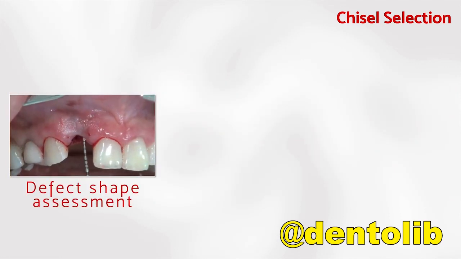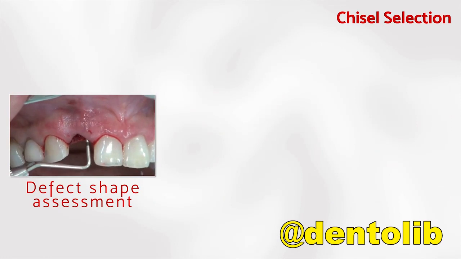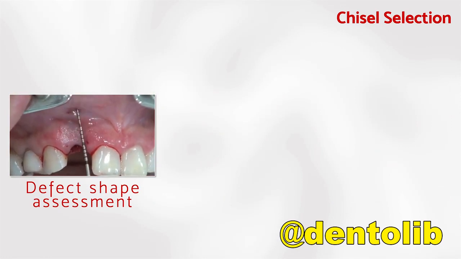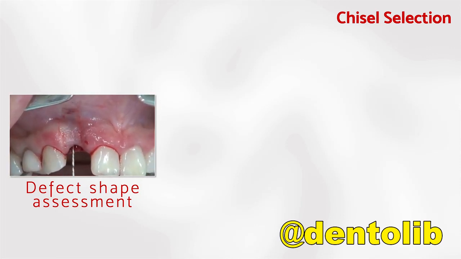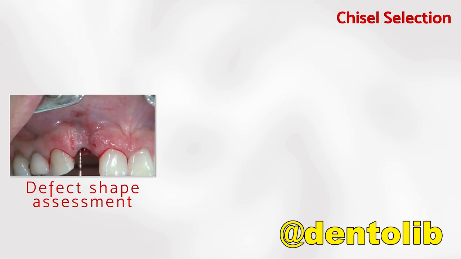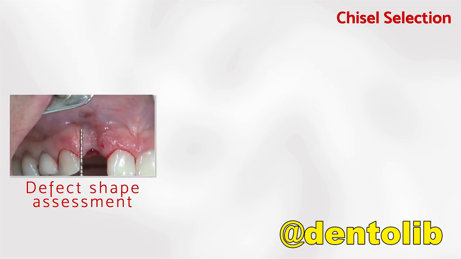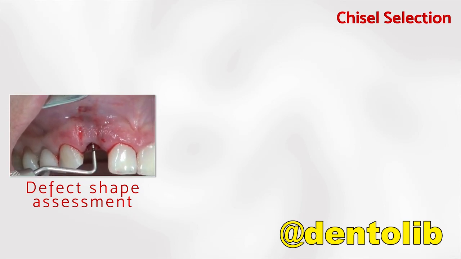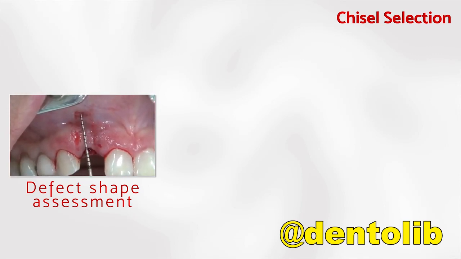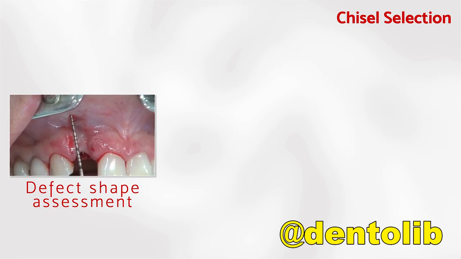Let's take a look at this sequence. First of all, we need to evaluate the extension of the defect, the configuration of the bone defect. That's the tool that I recommend you to use. We can do 3 marks. One of the marks is going to be placed exactly at the gingival zenith, and 2 more marks at the mesial and the distal aspect.